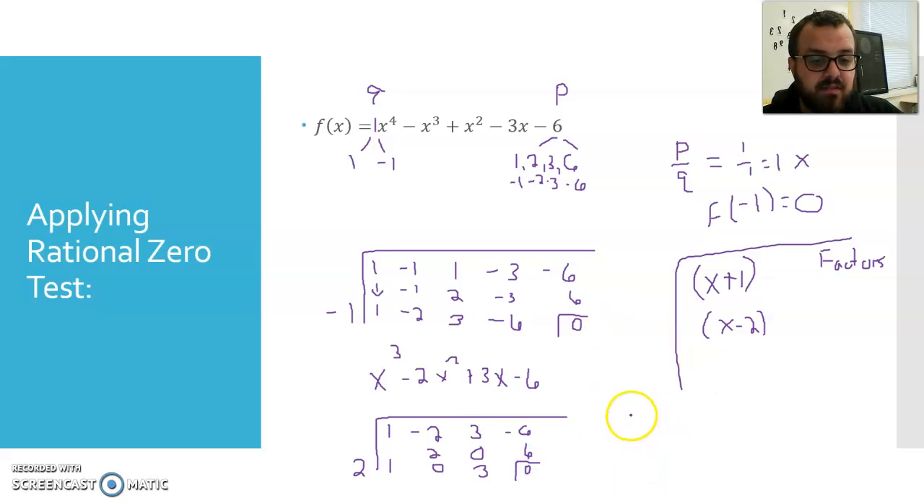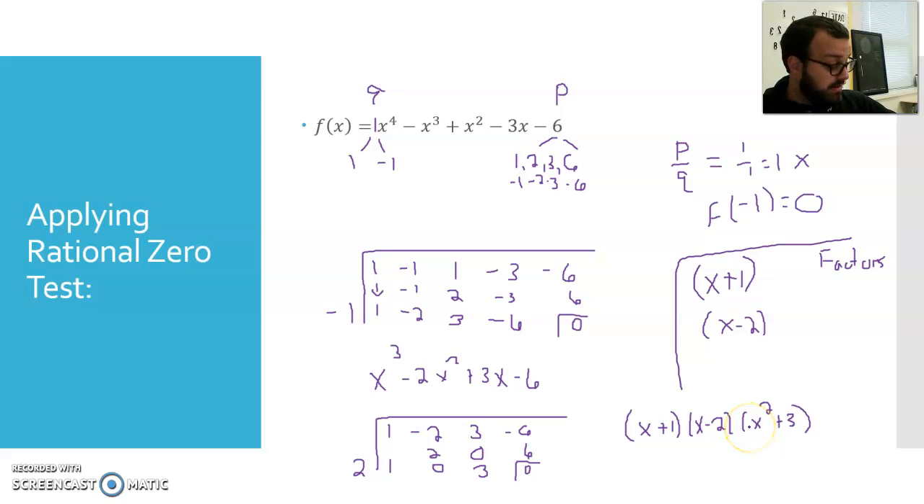So I can write this out factored as x plus 1 times x minus 2 times x squared plus 3. Once we get to a point where we have a quadratic, we no longer need to do this method. In fact, for this one, there are no more rational roots. These are the only rational roots. So we can write this out using complex roots, but we're going to do it by other methods.